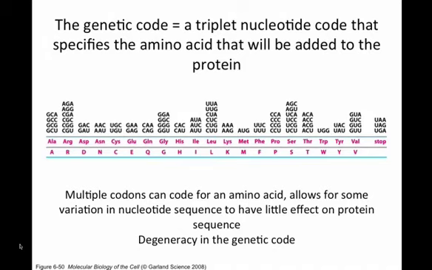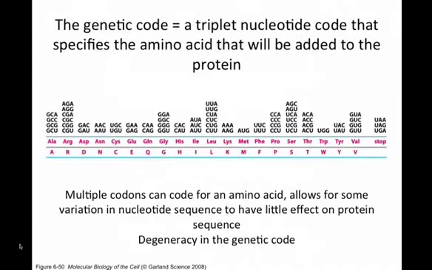You don't need to know it, but it's useful if you look at a lot of protein sequence. Notice there's multiple codons for one amino acid. That allows for some variation in nucleotide sequence with little effect on protein sequence, right? And that gives the degeneracy that's in the genetic code.